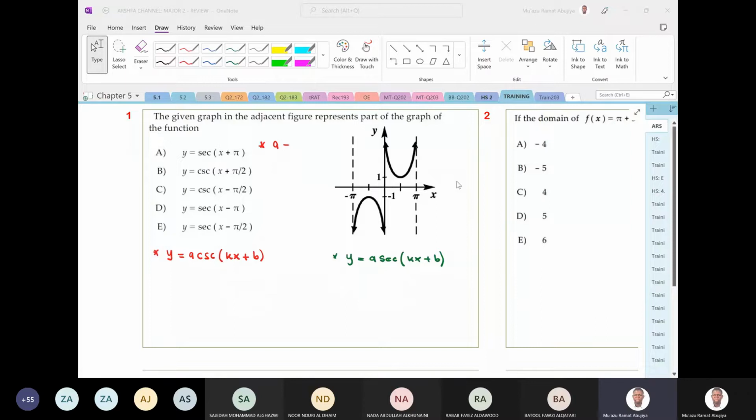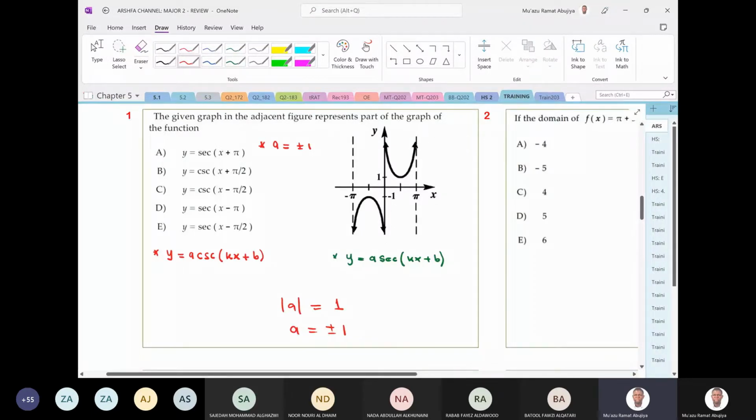Okay, I guess we are back now. So here we say a is going to be equal to plus or minus 1. Why do we say that? Because we know that the distance from here to here is going to be 1, and the distance here is also 1. So the absolute value of a is equal to 1, which means a shall be equal to plus or minus 1 because of the absolute value.